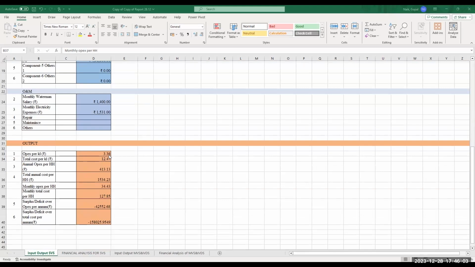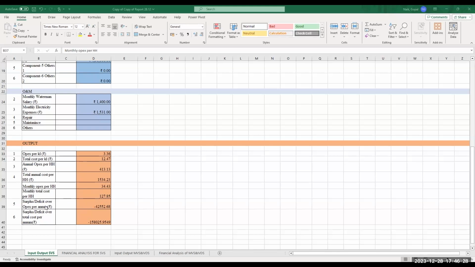So you will get operating expenses per kiloliter, let's say 3.36 per kiloliter. Total cost per kiloliter is 12.47. Annual operating cost per household is 413, and total annual cost per household is 1,534. Then monthly operational cost and monthly total cost, it's 127 and so on.